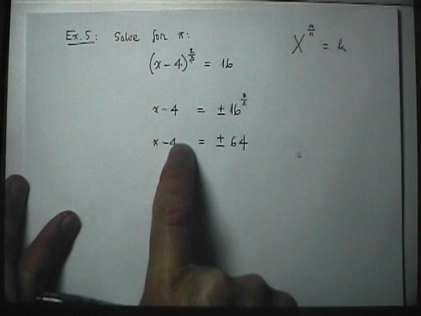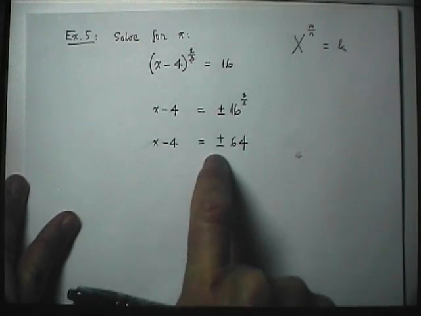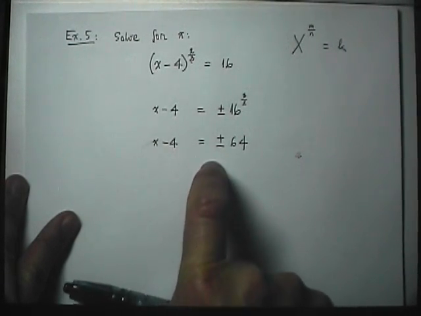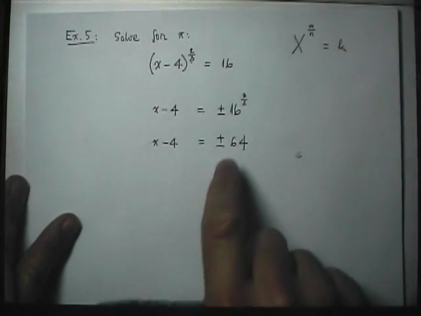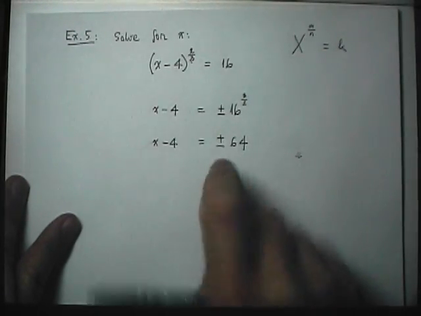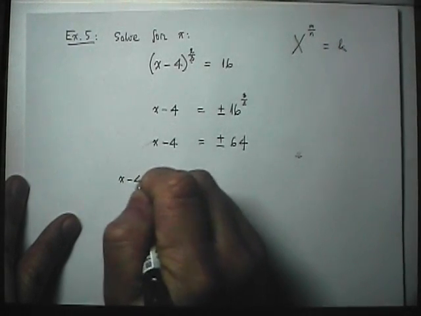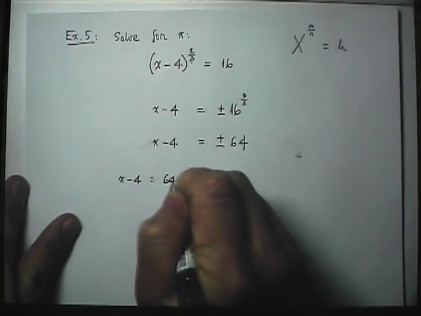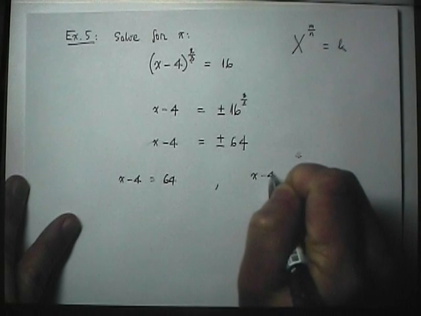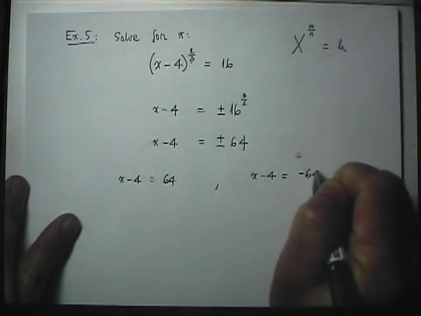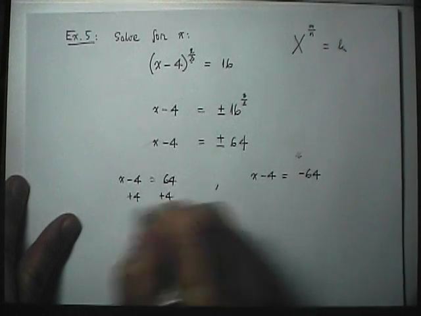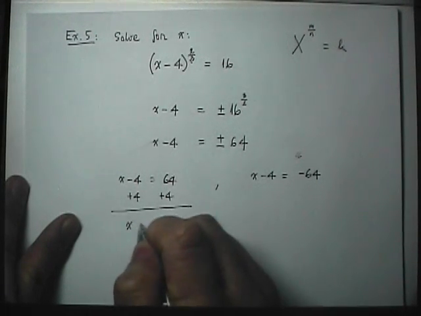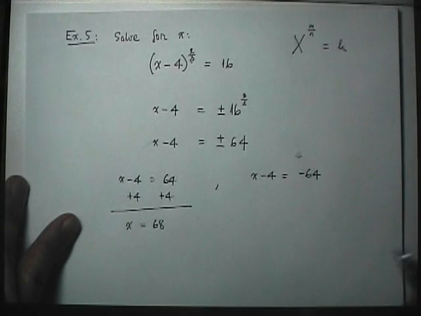We know that x minus 4 equals either plus 64 or minus 64. But we don't know what x is, so we need to go one step further to solve for it. This plus and minus sign, once again, means x minus 4 on one hand equals positive 64, and x minus 4 on the other hand equals negative 64. So now, solving for x, simply adding 4 to my first equation gives me x equals 68.